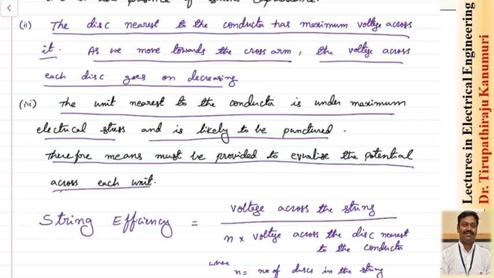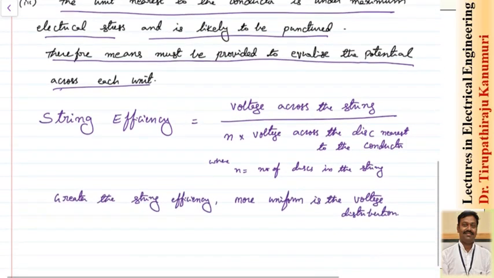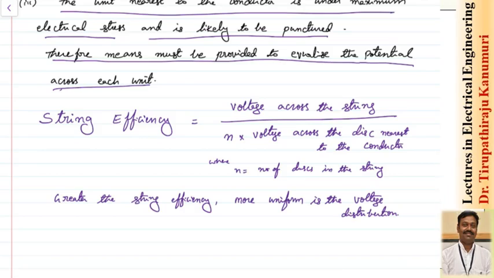That means the lower unit near the conductor will be stressed more. It will get punctured if you are using the same value of capacitance. So one option is to design your insulators in such a way that they can withstand the highest value of the voltage. But if you design for the highest value of the voltage, each disc is not utilized properly. The extent to which the disc is utilized is given by the term string efficiency.